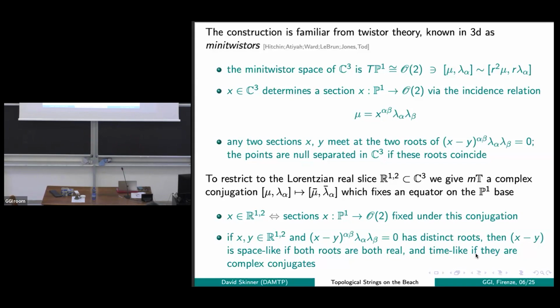And now, still it's the case that if the 2 roots of this equation, when x and y are now points in real Minkowski space, if those 2 roots coincide, then the points are null separated. But now if they're distinct, then depending on whether both roots are real or whether they're complex conjugates of each other, so depending on the sign of the discriminant, essentially, we can either declare those points to be space-like or time-like separated. So we really learn about the metric from this structure.